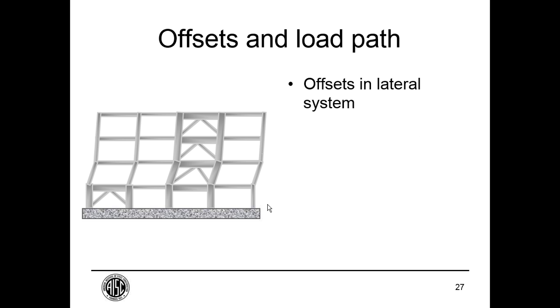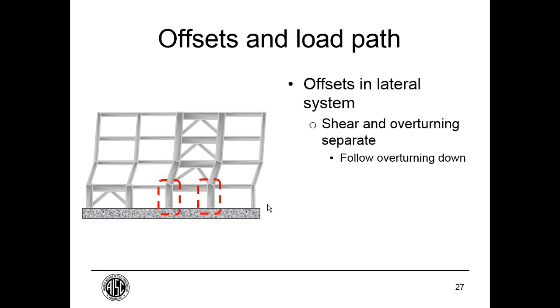Where we have offsets in the load path, here shown as an in-plane offset, but it could be out of plane just as easily, we're decomposing the shear in the frame from the overturning moment, and we need to follow each separately. So the overturning moment goes down, and we need to account for that in the design of these columns. And the shear gets dragged out, in this case in the plane of the frame, out to another frame in plane, but again, it could be out of plane, in which case it would be shear in the diaphragm.